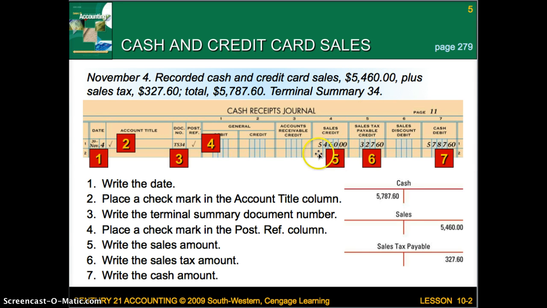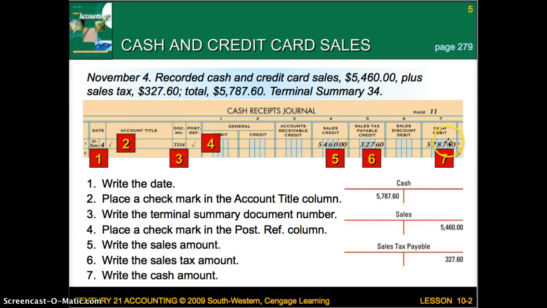Write the sale amount, credit card sales $5,460. So here's our sale amount. Write our sales tax amount, $327.60. Now again, remember sometimes it just gives you this number. Other times the directions say assume 6% or 7% sales tax, and you'll need to figure that out on your own. In this case it's given to us, $327.60. And then write the cash debit. So how much cash are we getting from all these sales?